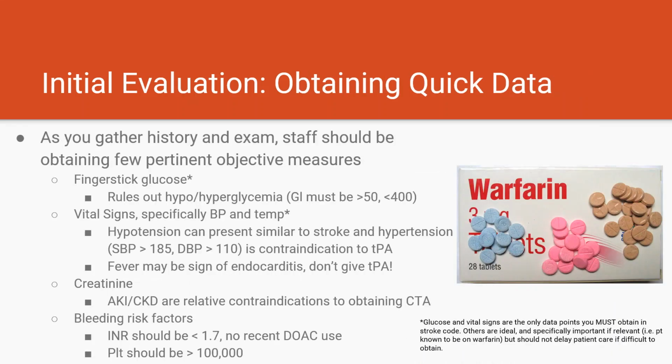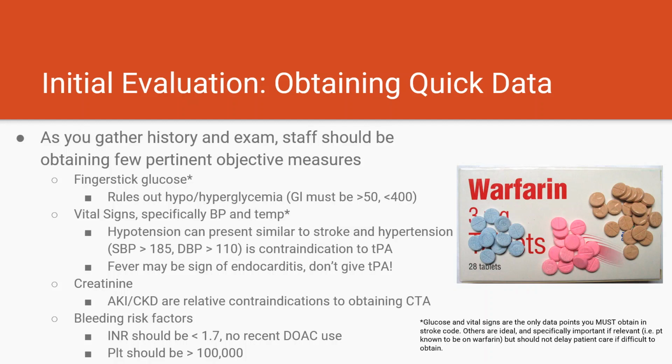So great, you've gathered a history and you performed a stroke scale, but what about the rest of your staff? In a code stroke, it's important to have ancillary staff gathering quick data for you. The two absolutely necessary data points you need during a code stroke are glucose level and vital signs. Again, hypo and hyperglycemia are common stroke mimickers and are also contraindications to giving TPA. And then within vital signs, especially blood pressure is important. This is because hypotension can mimic a stroke and severe hypertension is another contraindication to TPA.